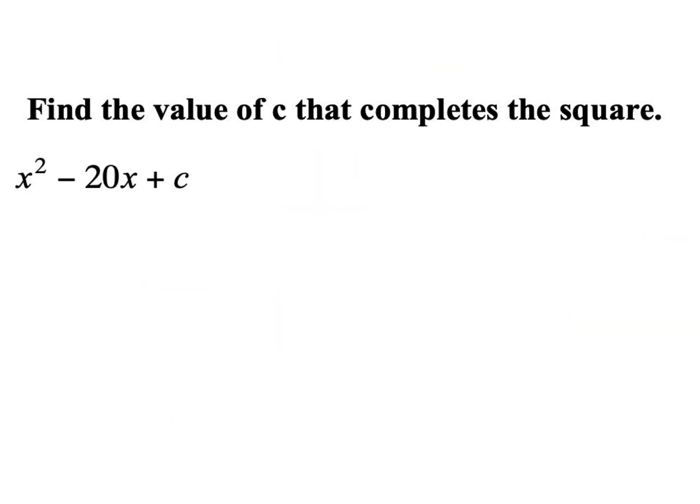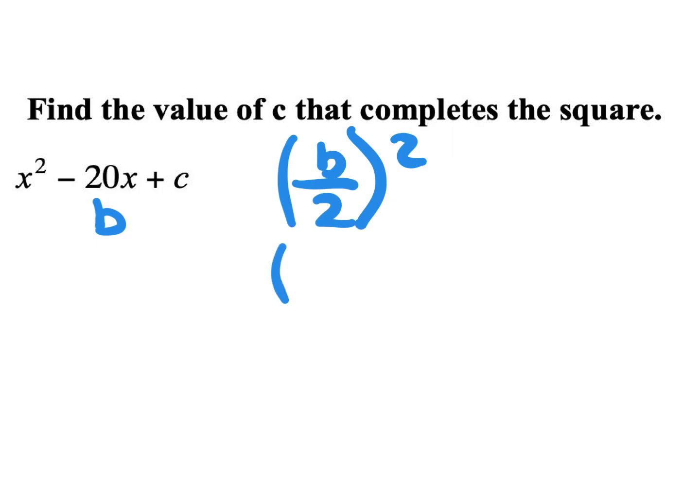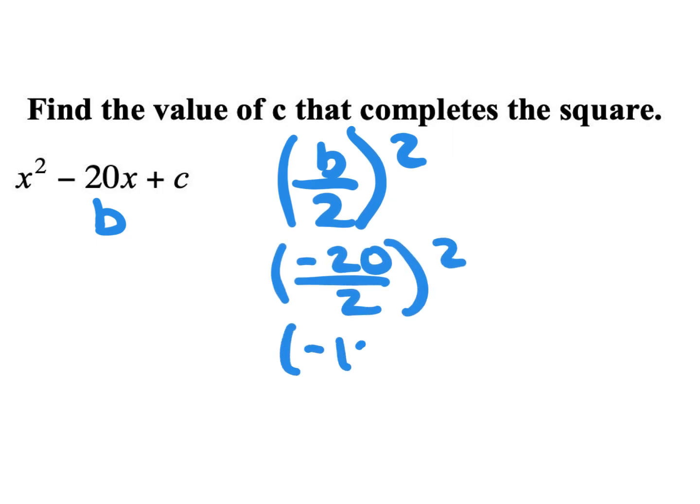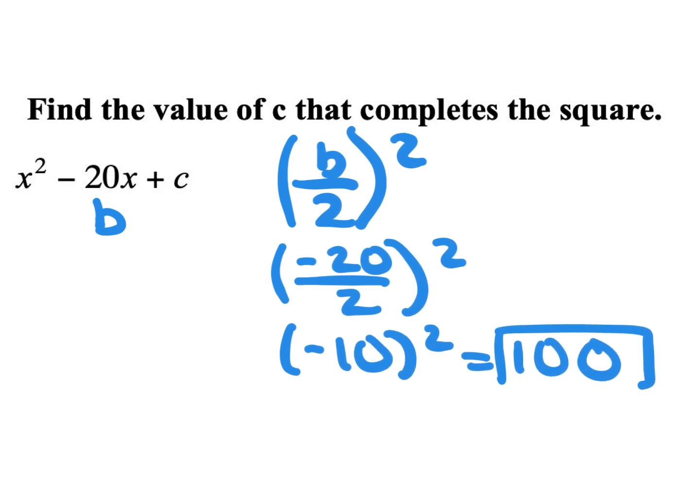So if we focus just on figuring out that value c, again, the goal is we always want to find what half of b is and square it, and that's what we fill in for c. So for this case, b is negative 20, so it's going to be negative 20 over 2 squared. So it's negative 10 squared, which is 100. So you add 100 to both sides.